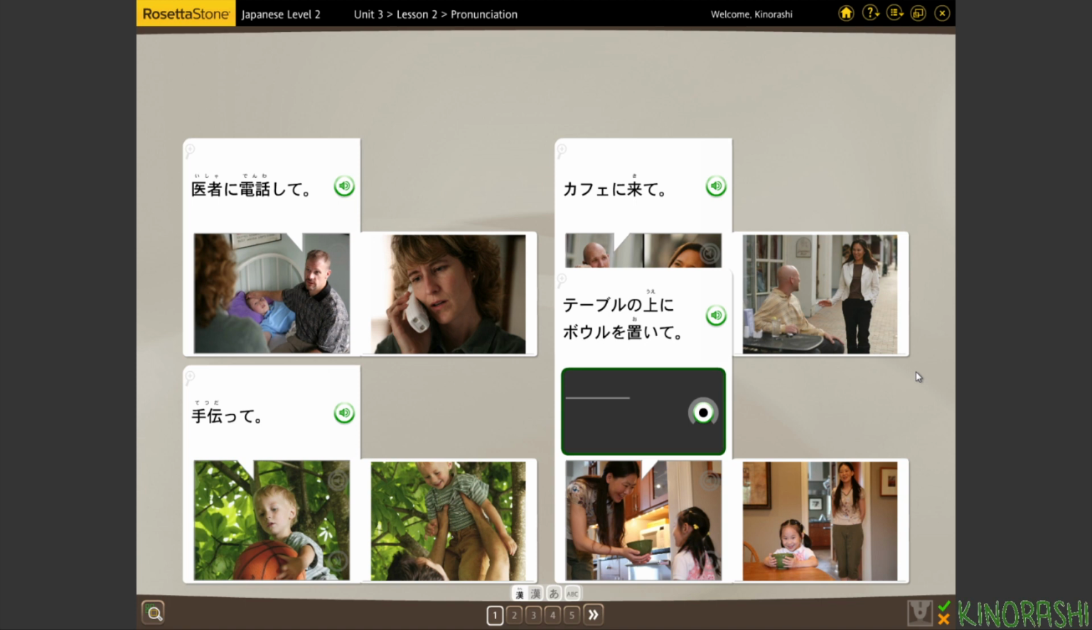I forgot what that means. Let's see. He's being picked up. I think, does it mean give? Because it looks like he's giving the ball first.